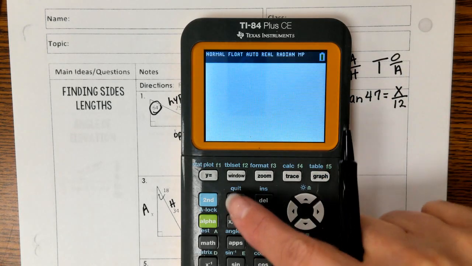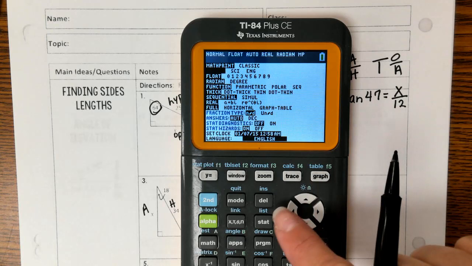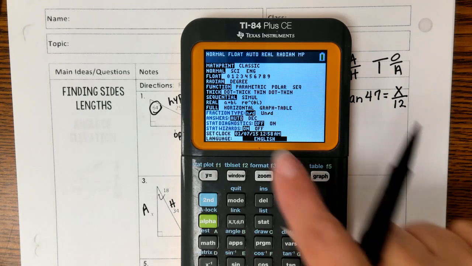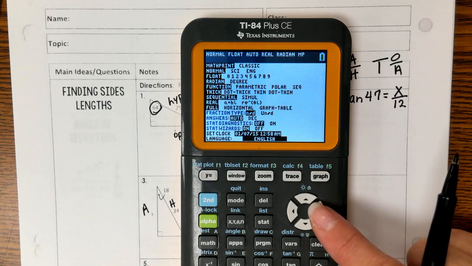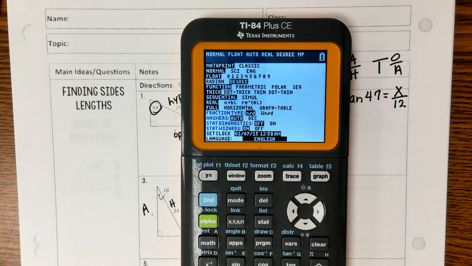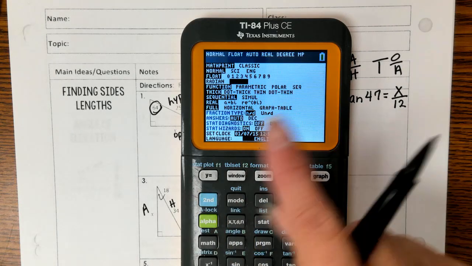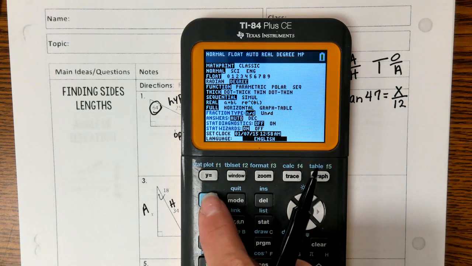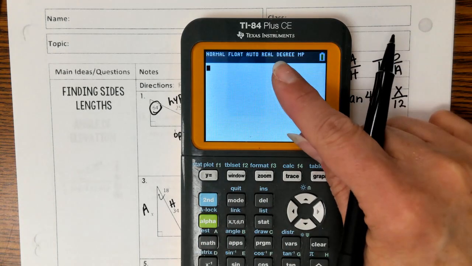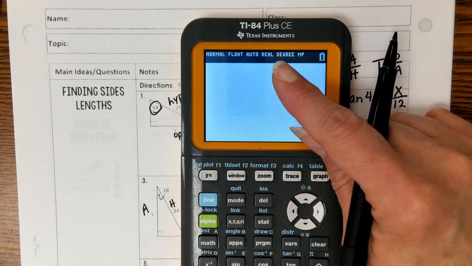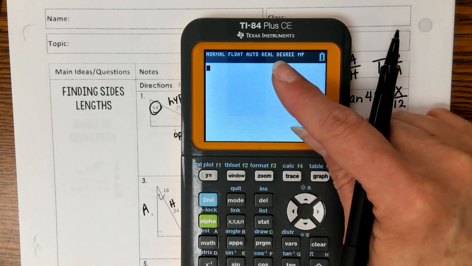We need to press the mode button next to that blue key. We can scroll down. Notice that the radian is highlighted in black. We need to scroll over to the degree word and press enter, and now it is highlighted in black. That resets it to the degree mode. But now to get out of this screen, we can do second and the mode button to quit it. Second mode quits the page. So now our calculator is in degree mode and ready for us to use for these problems.